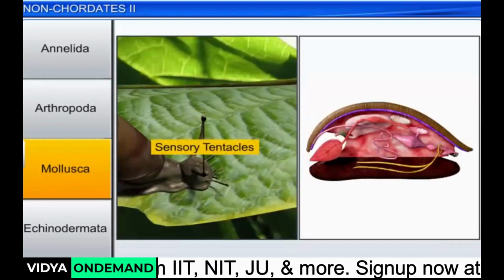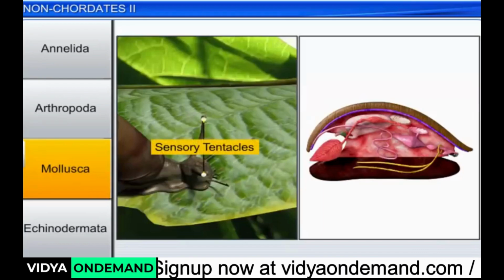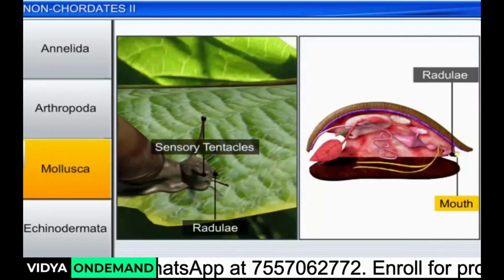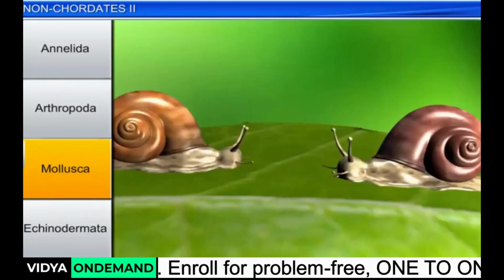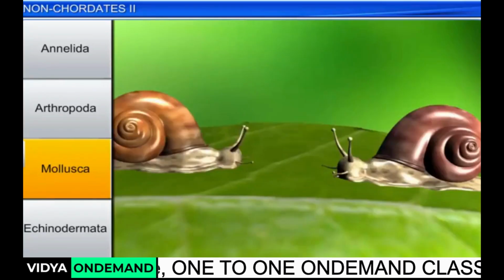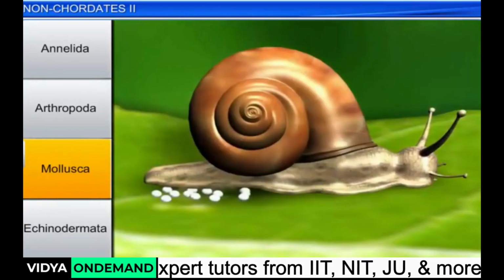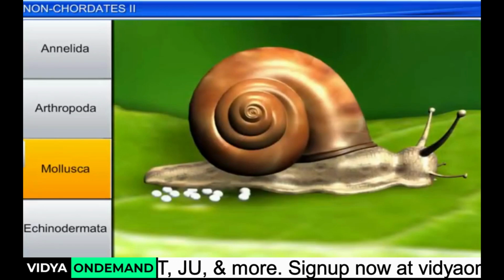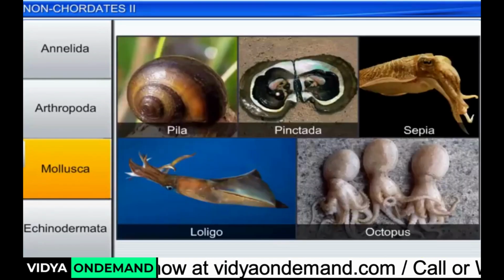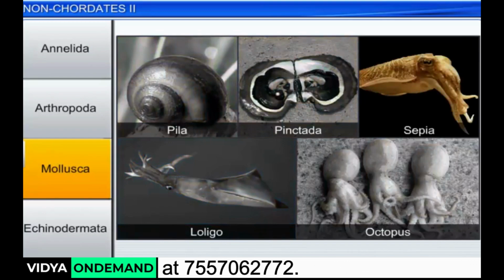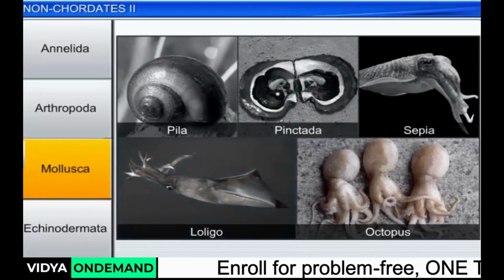The sensory tentacles on the head region are used for locating prey, while the radulae in the mouth are used for feeding. In mollusks, the sexes are separate, and they are oviparous and exhibit indirect development. Pila, Pinctada, Sepia, Loligo, and Octopus are some common mollusks.